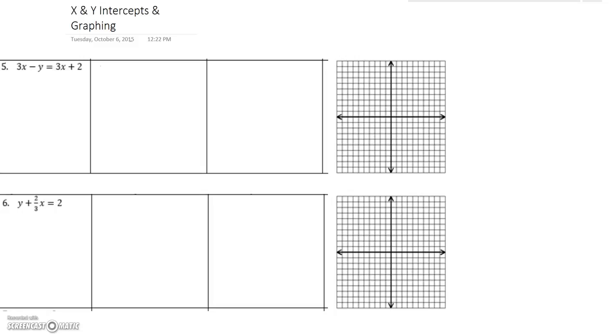These examples are from the X and Y intercepts and graphing worksheet. Okay, first we have to find the x-intercept. So that is when you set y equal to 0. So instead of y, change all of the y's to zeros.